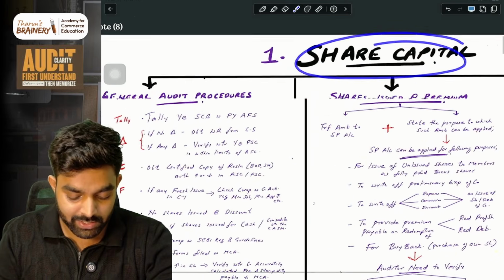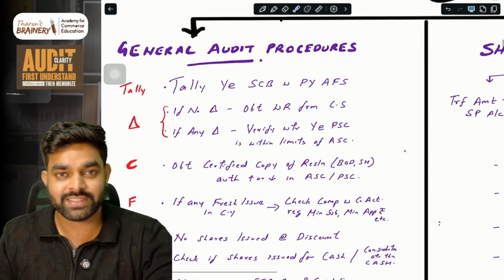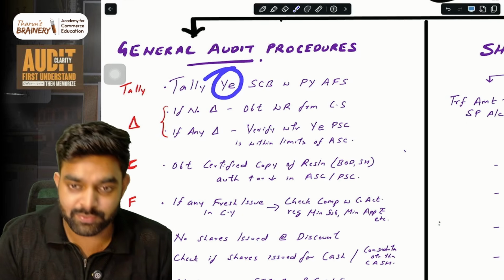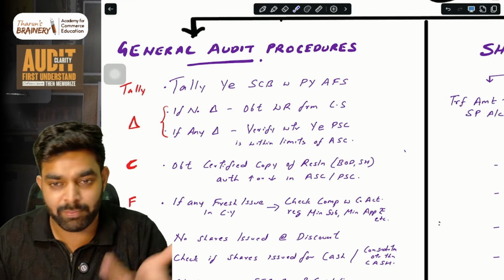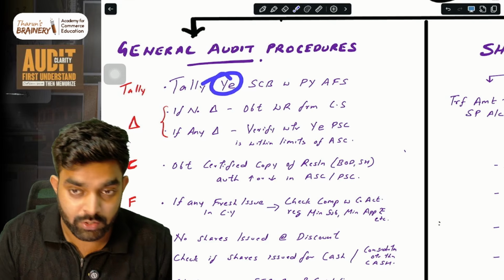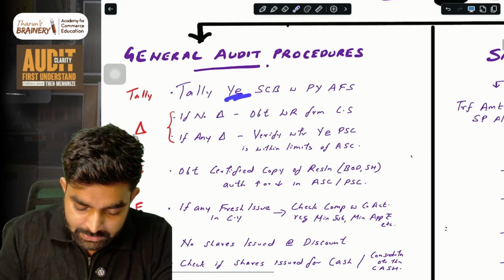Don't just think that you can take a screenshot of these notes and study yourself, because in a lot of areas I have used small abbreviations. So just watch this video in 1.5x and then you'll know wherever these abbreviations are.